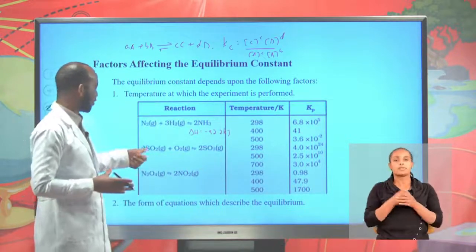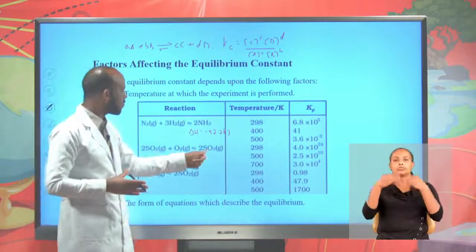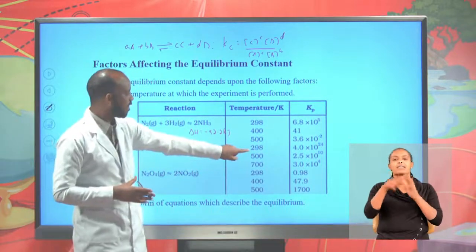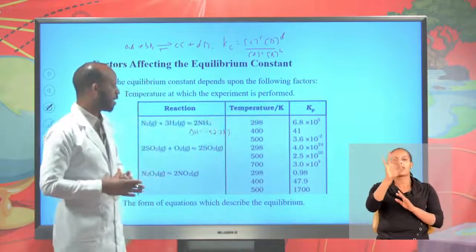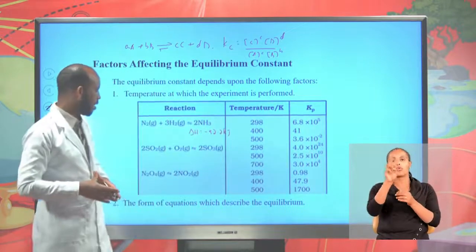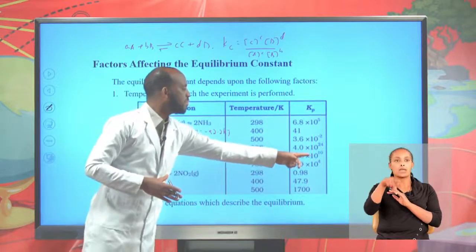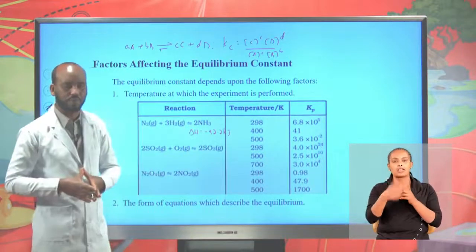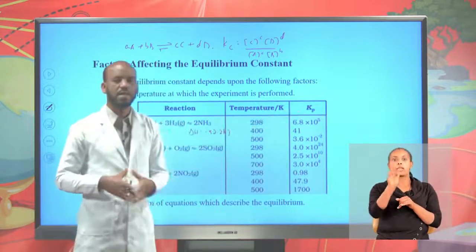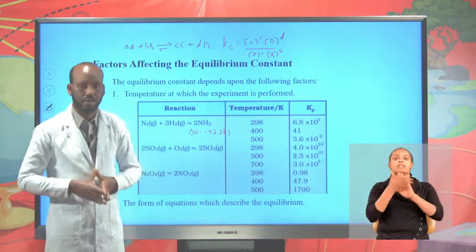The same is true for this reaction, sulfur dioxide plus O2 gas to form sulfur trioxide gas. At 298 Kelvin, Kp is 4 times 10 raised to 24. At 500, Kp is 2.5 times 10 to the power of 10. Therefore, equilibrium constants Kp or Kc depend on temperature at which the reaction takes place.